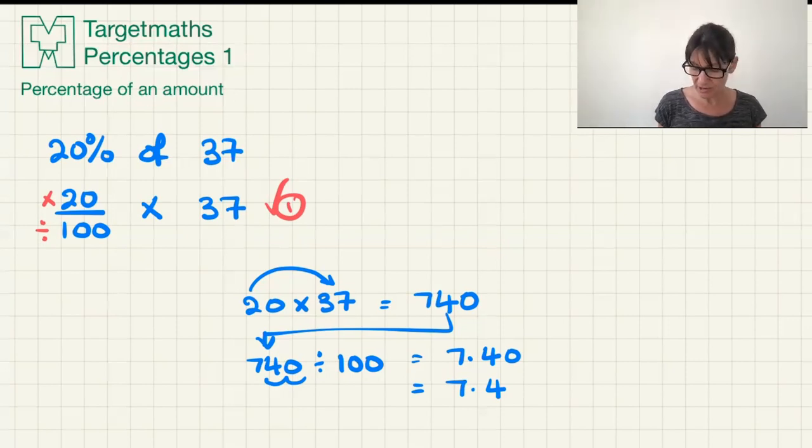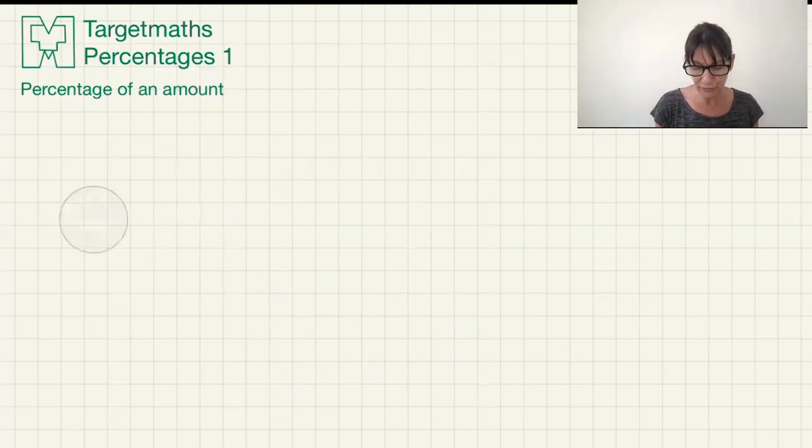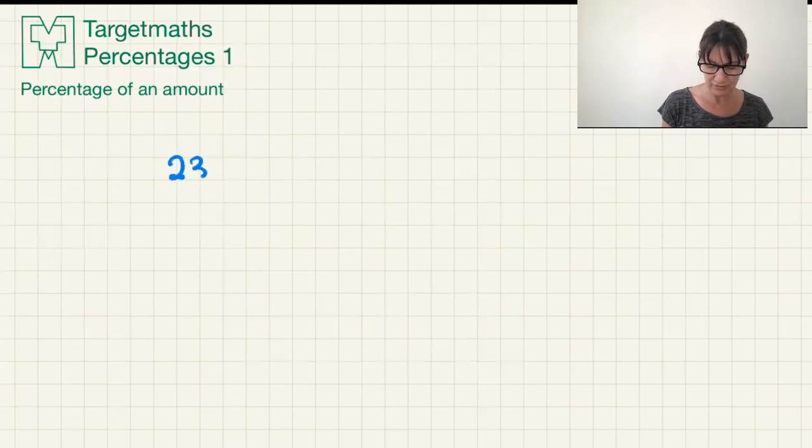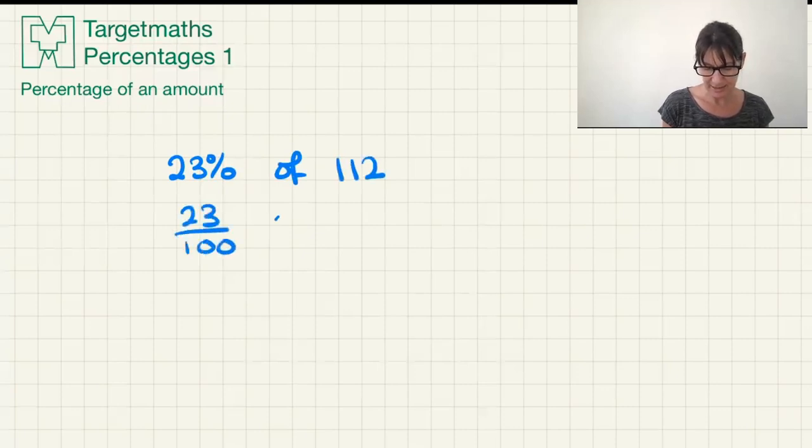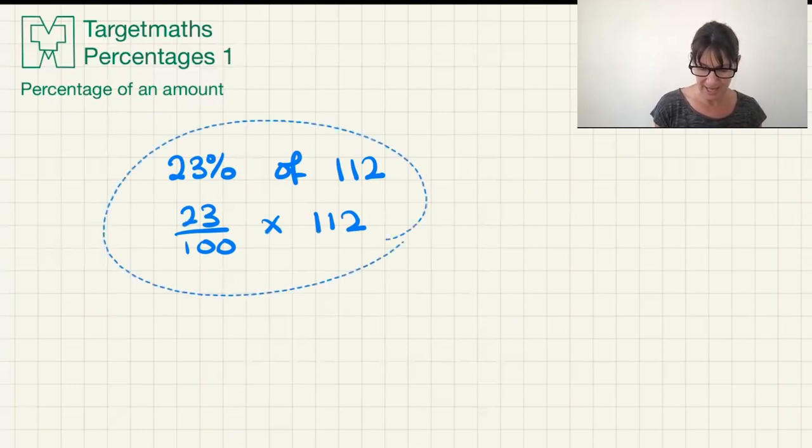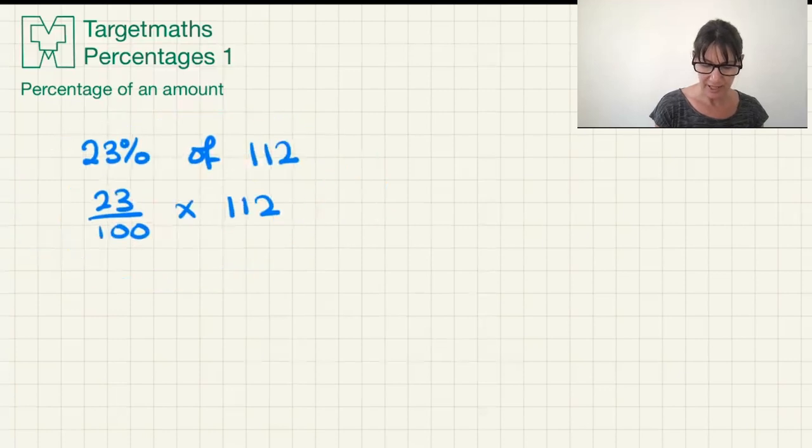Let me show you it on a harder question, just to prove that it really does work no matter what. Let's do 23% of 112. I'm going to do my rewrite because that is going to get me a mark. This is a habit you want to get into. Now I've got that, it's showing me the maths that I have to do. I'm going to times by the top, so 23 times 112.